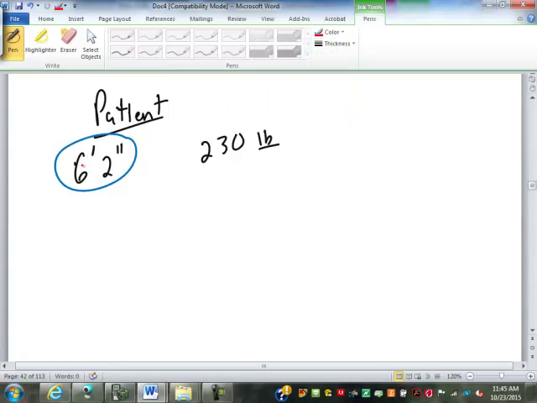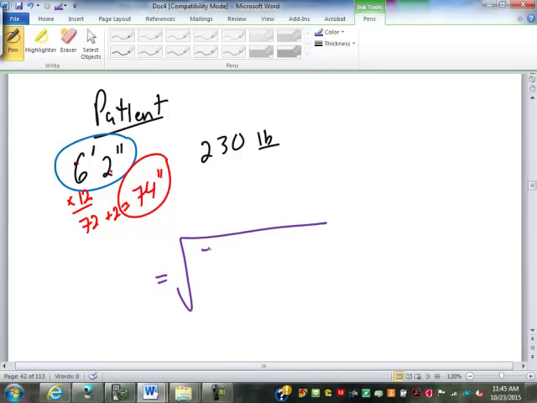Perfect. 12 inches per foot means I take that 6 feet times 12 is 72. Then I add those other 2 inches to it to get 74 inches of height. Perfect. So now my body surface area will be the square root of 74 times 230 divided by 3131.